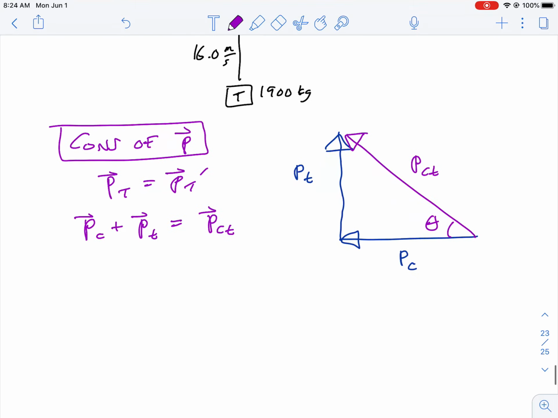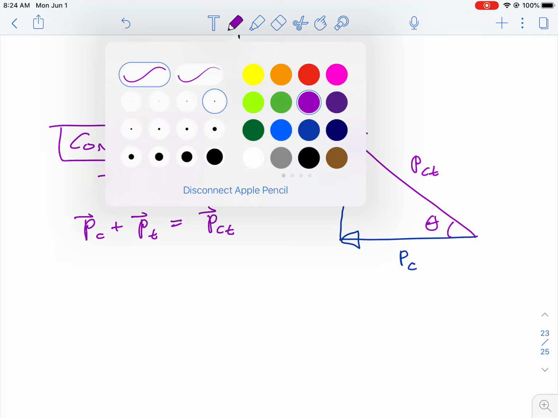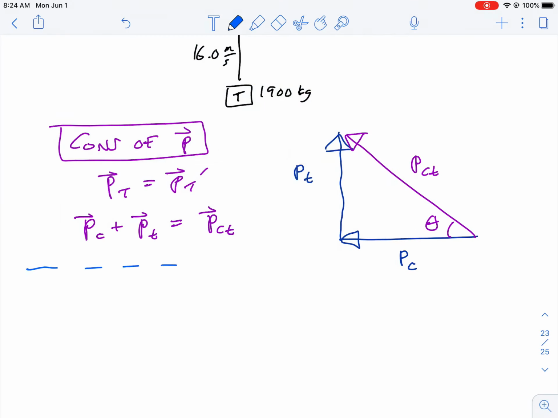Now, what's interesting at this stage here is we no longer use the conservation of momentum equation. All we focus on now is the triangle. So logically, we need to find those momentums first. So let's do that.